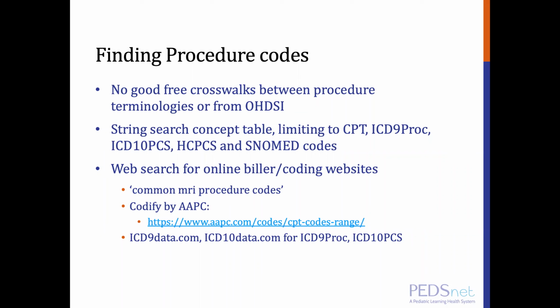What I will typically do is string search the concept table, limiting to the vocabularies for CPT, ICD-9-PROC, ICD-10-PCS, HCPCS, and SNOMED. I will also often look at web searches for online biller coding websites. Literally Google common MRI procedure codes will give you tons of websites that show these billing codes. Often this is a great way to get CPT codes.